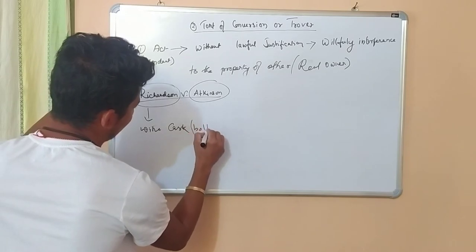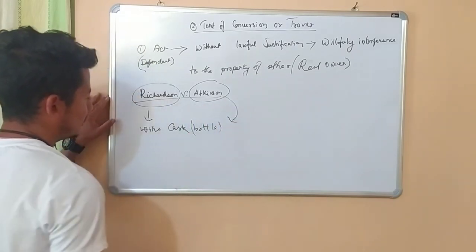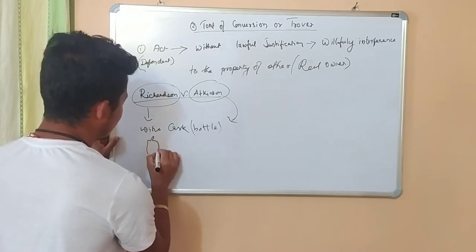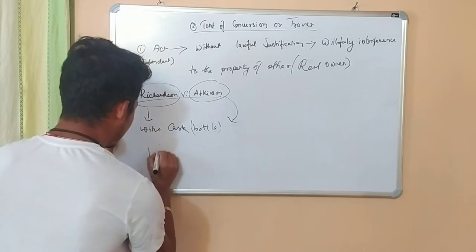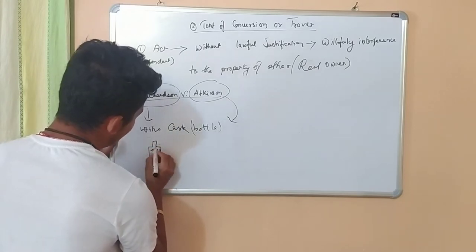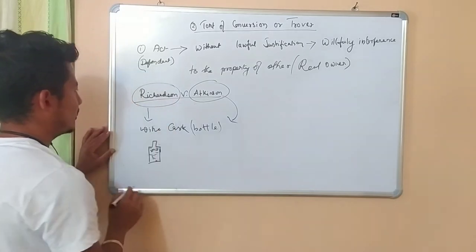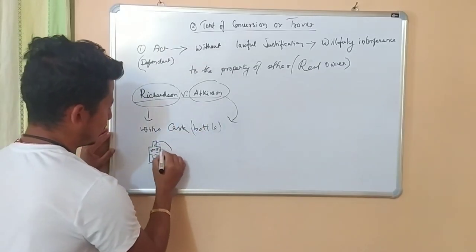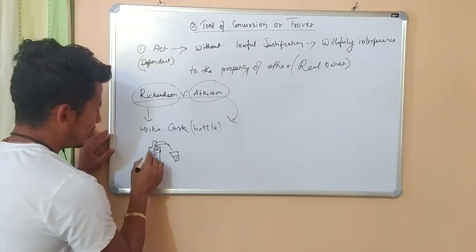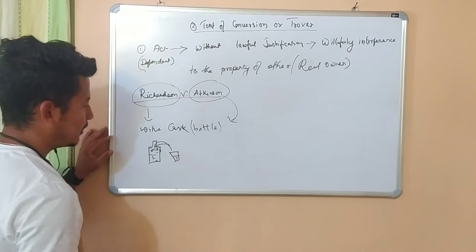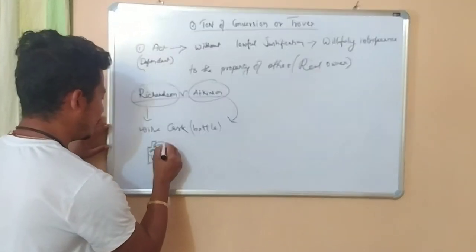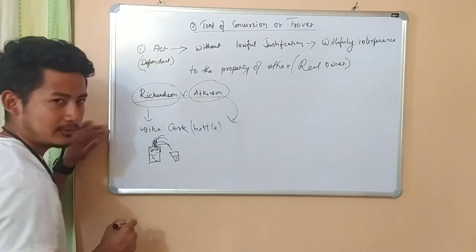Here's a wine bottle. Without the knowledge of Richardson, Atkinson pours out some. Let's suppose this is a bottle of wine, and it is full of wine. Without the knowledge of Richardson, Atkinson pours out some wine into a tumbler. In order to fill the empty part, he filled in water to make up the loss.